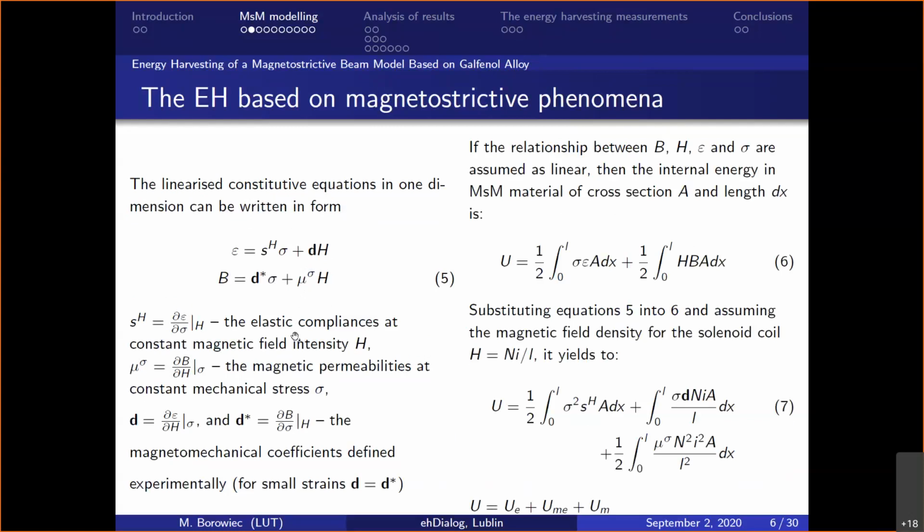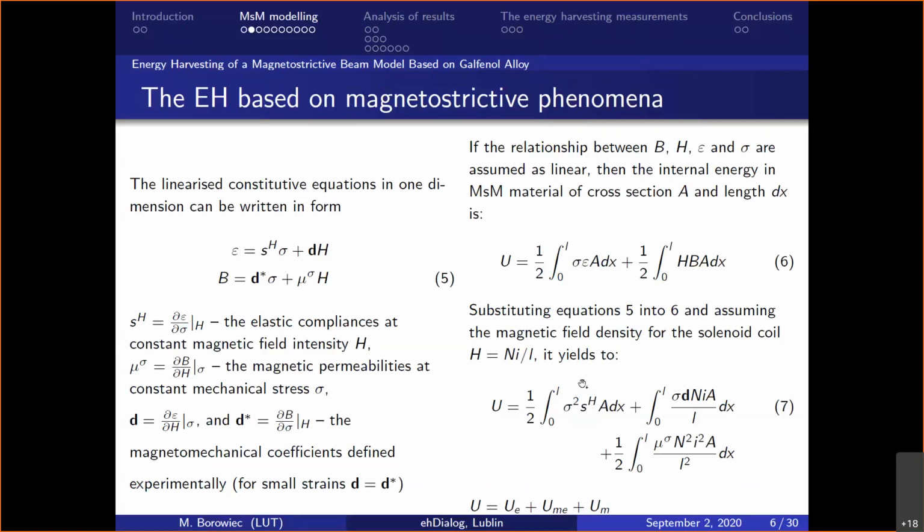And if the relationships between the terms in the constitutive equation are linear, because this constitutive equation has to be linearized, then the internal energy in the magnetostrictive material of cross section A and length dx is equal as shown by equation 6. Of course, substituting the constitutive equation into this form of the internal energy, one can get the pure energy which is generated in the magnetostrictive material.